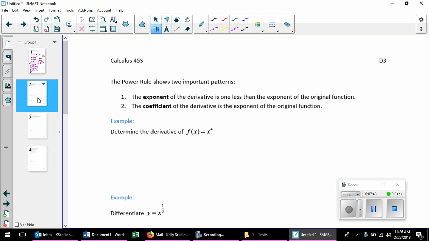So let's do some practicing. The original function is f of x to the exponent 4. So when I'm doing the derivative, what happens first? The exponent moves to the coefficient, and then the exponent is reduced by 1.